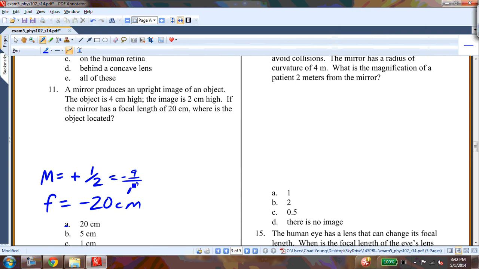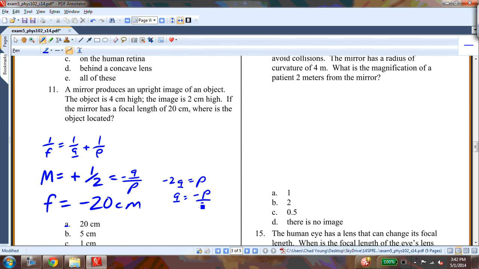So here, I know that my magnification is negative Q over P. And I know that my magnification is equal to 1/2. I also know from the lens equation that 1 over F equals 1 over Q plus 1 over P, right? So I don't know Q and I don't know P, but I have this relationship between Q and P right here, so I can substitute in. So I can say then that negative 2Q equals P. So Q then is equal to negative P over 2, all right?